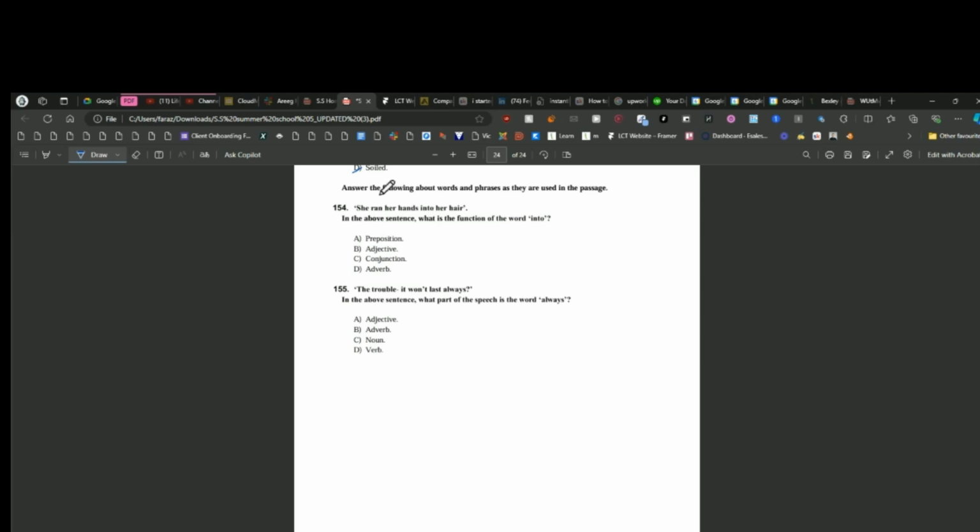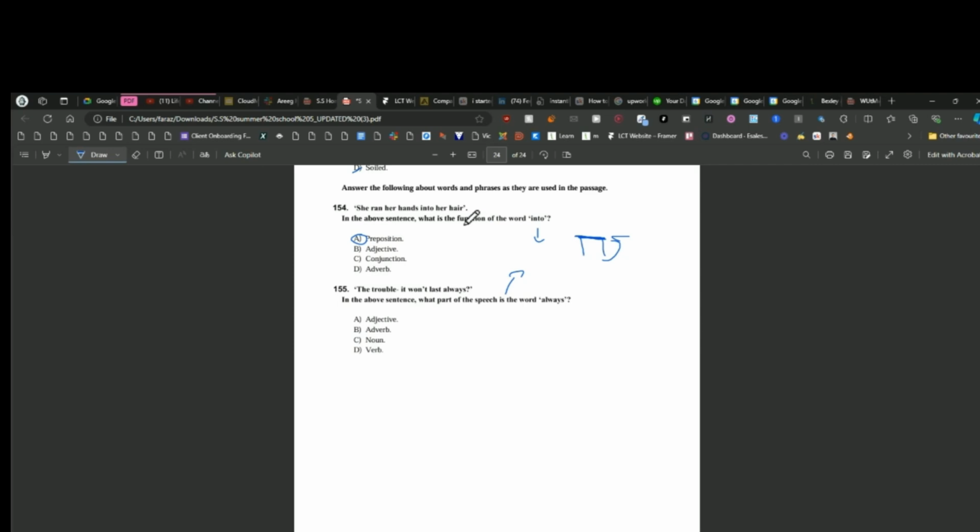Okay, she ran her head. So answer the following words and phrases as they're used in the passage. She ran her hands into her hair. In the above sentence, what is the function of the word into? Okay, so this is a preposition, because if you're doing onto something, onto a table or behind a table, right, everything is, if it's a position, that's the best way to describe a preposition. So into is you're going into something, that's a preposition. Hopefully you should know that from your classes.